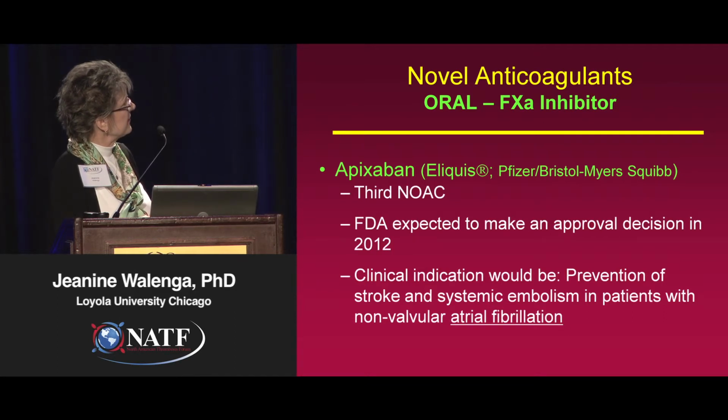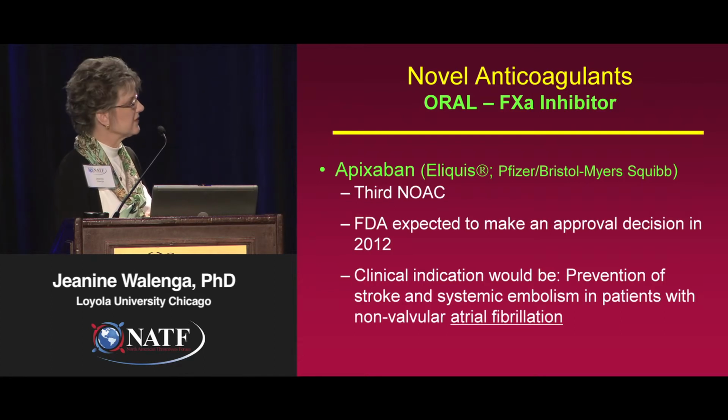Apixaban is the third new oral anticoagulant. It is with the FDA right now, and they're expecting to have an approval decision sometime this year. We don't have it yet, but we're expecting sometime soon. And the clinical indication that they have submitted for is, again, prevention of stroke, systemic embolization in patients with atrial fibrillation. And I should mention that even though we have these three drugs that I talked about, with these indications, they have other studies ongoing and trying to get approval for other than just the atrial fibrillation indication.